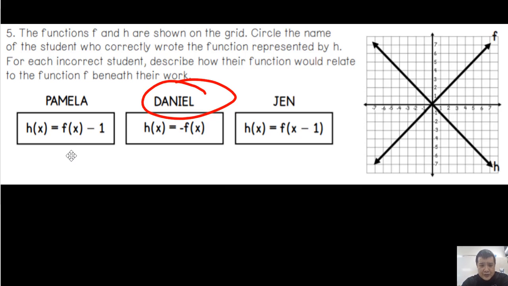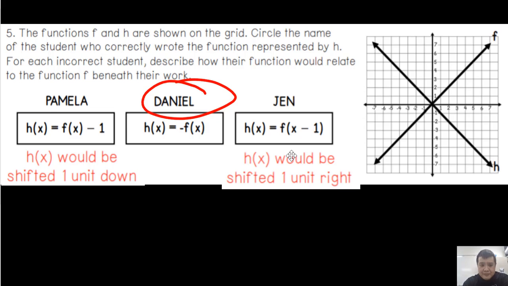Pamela's would have transformed this by moving it down 1. And Jen's would have moved it to the right 1.